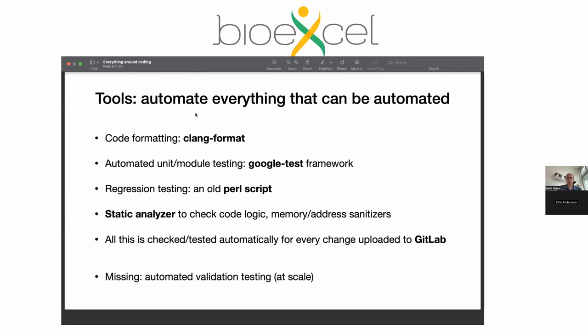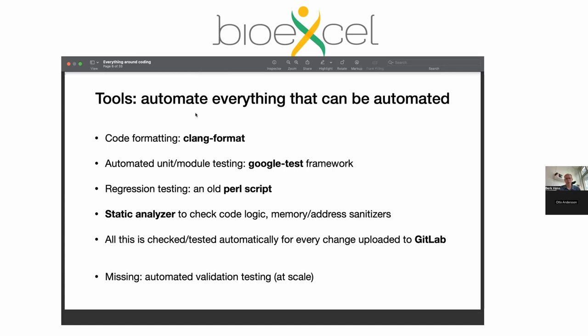Then testing, we do as much as we can automatically. We have the Google Test Framework for that, which I think has been presented. And we have an old Perl script for regression tests that we want to retire, but we need to move our tests. So this automates the tests, but of course, it doesn't automate the writing of tests. So there's still a large amount of effort involved. Nowadays, I would almost say it's more work to think about what you should test and how than actually writing the test itself.